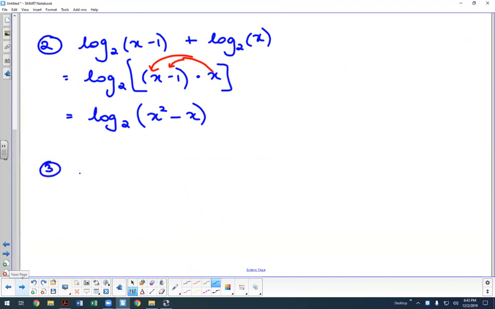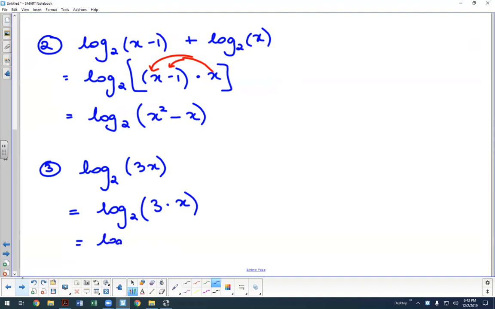Okay, so for number 3, this is again a logarithm with base 2 of 3x using our product rule. Separate those two and then use the plus sign to separate your logarithms. So it will become log of 3 with base 2 plus log of x with base 2. So multiplication goes with addition.